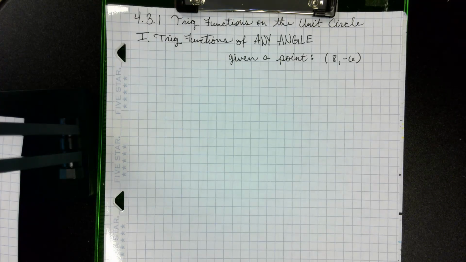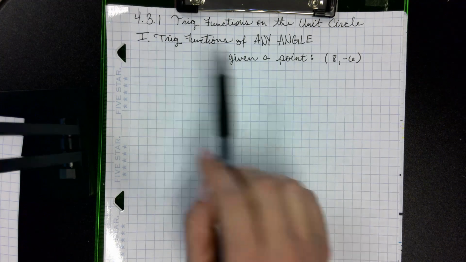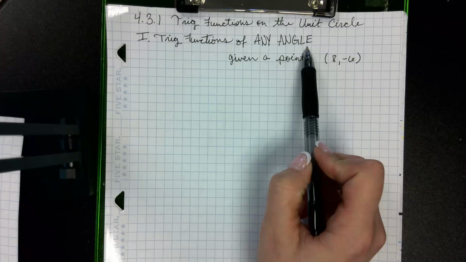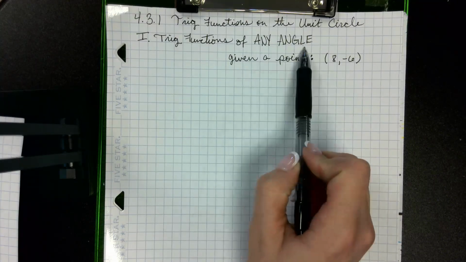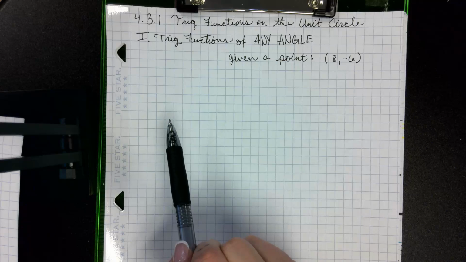So we're on chapter 4, section 3, day 1. Trig functions on the unit circle, but we're not on the unit circle today. There are two parts today. The first part is using any angle. That means you don't know anything about the angle, so our angle is going to be theta because we don't have any information about it.